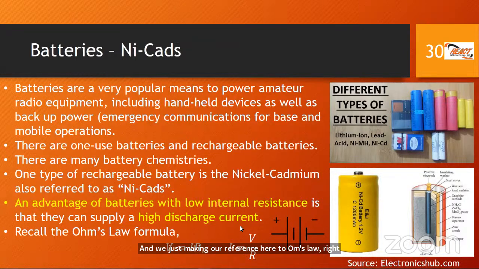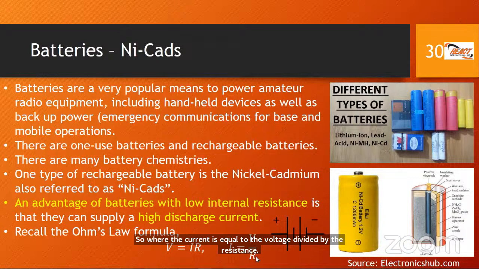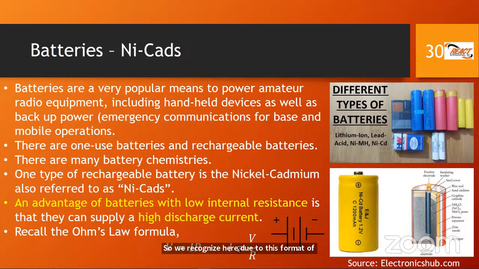So we recognize here, due to this format of the formula, if the resistance is low, that means the current will be higher. Right? If the resistance is high, current is lower, right? That's just the inverse relationship. So if the resistance is low, or the lower the resistance, the higher the current, right? So this is just an Ohm's law reference. Hopefully it will help in understanding this point, that you can get a high discharge current if you have a low resistance or a low R, for a given voltage.